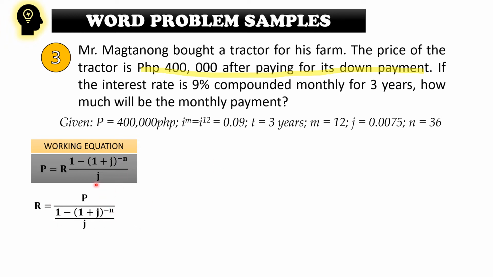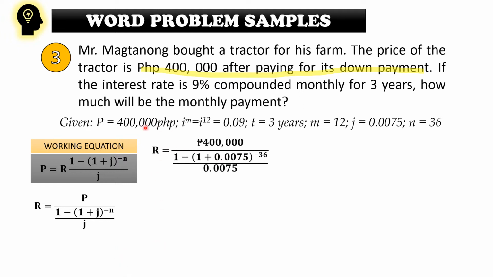Let's compute pala the value of letter R. So what is letter R? R refers to the monthly payment, or letter A. We can use capital letter A. We can use them. Okay? So we just gotten this. We got this formula from this working equation. Kapag missing yung letter R, this is the formula to be used. Okay? We just derive this from this working equation. So with that, we can now substitute the values we have on the given.